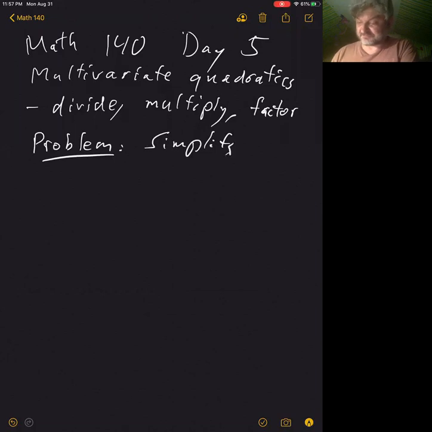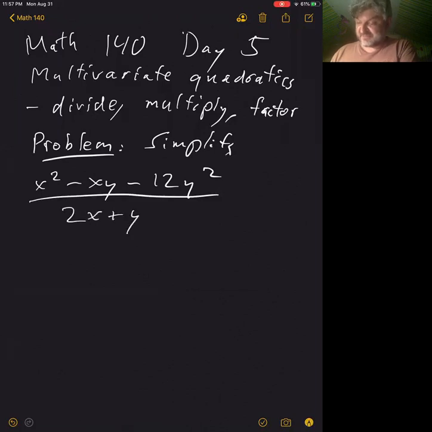Simplify x squared minus xy minus 12y squared. We have two variables, a quadratic polynomial in two variables, and that's divided by 2x plus y, and we're supposed to divide this by 2x plus 6y divided by x plus y. Told you, it was the hardest topic in the module.